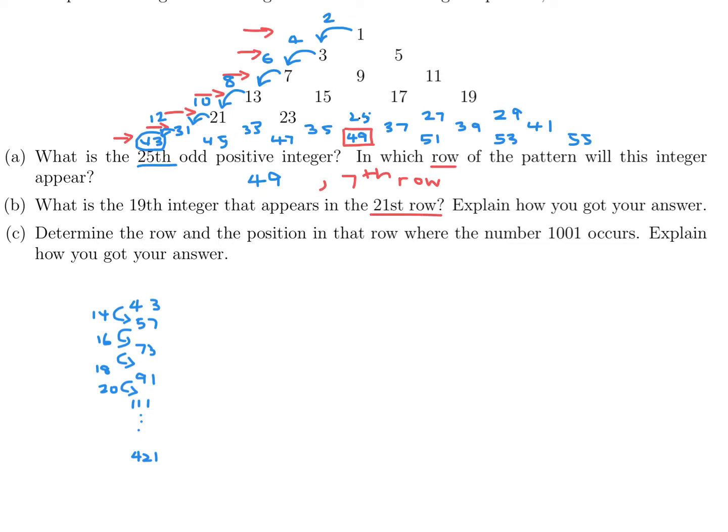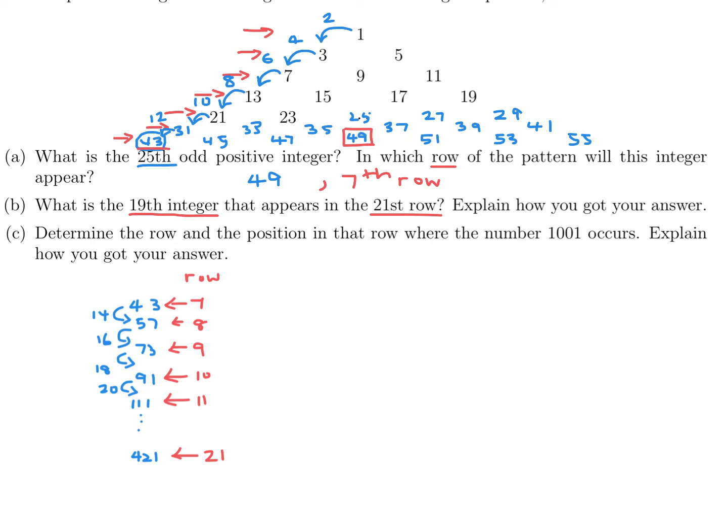Now let's keep track of the rows, though, because they want you to figure out the 21st row. This 43 was the 7th row, right? So this would have been the 8th row, 9th row, 10th row, 11th row, and so on. Well, when I got down to 421, this was the 21st row. And that is indeed what we want. But they don't want the first integer that appears in the 21st row. They want the 19th integer.